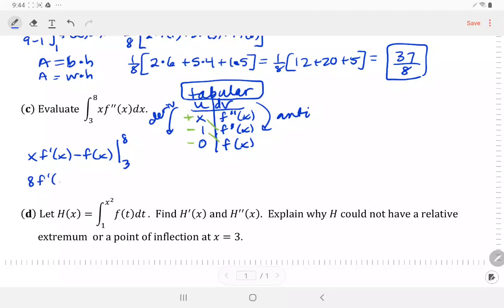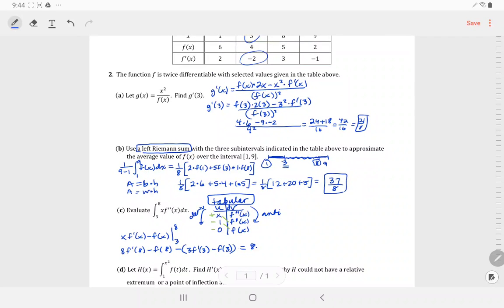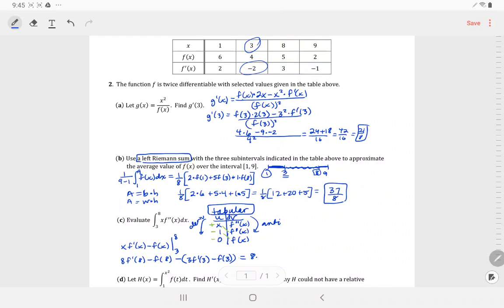So this would be 8 f prime of 8 minus f of 8 minus parentheses 3 f prime of 3 minus f of 3. So 8 times f prime of 8. I'll have to look at the graph. Oh, it's a table, right? So yeah, definitely having this on 2 separate papers would be better. So f prime of 8 would be 3, minus f of 8 is 5, minus 3 times f prime of 3. F prime of 3 is negative 2.